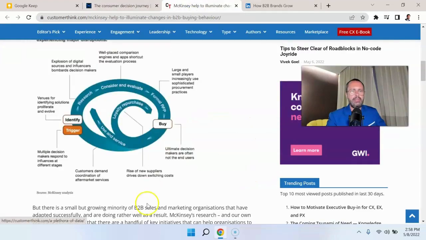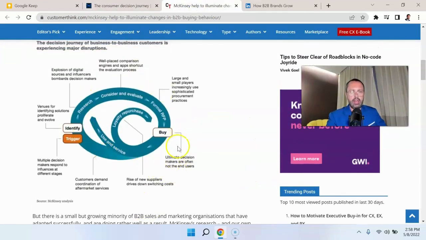So here we can see that it's important with business to consumer. Now let's take a look at the business to business customer journey. And we see again, it also begins with this trigger. And only after the trigger do people seek to identify avenues of solutions to whatever problem has occurred. So very important in consumer marketing, very important in business to business marketing.